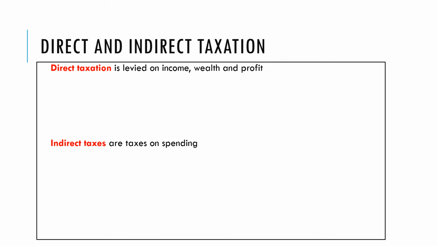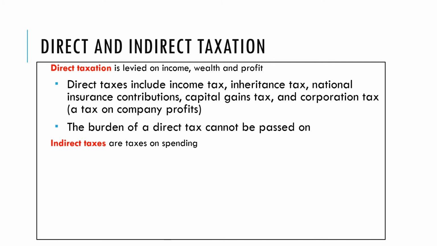A way of thinking about this is it's very difficult to avoid a direct tax. So examples would be income tax, national insurance contributions, corporation tax for companies. And this is a tax that's very difficult to pass on and very difficult to avoid. And so we call it a direct tax. So it's important you have that definition down and a few examples.